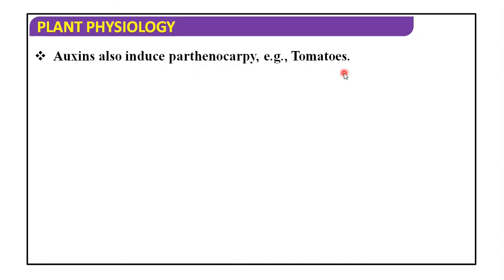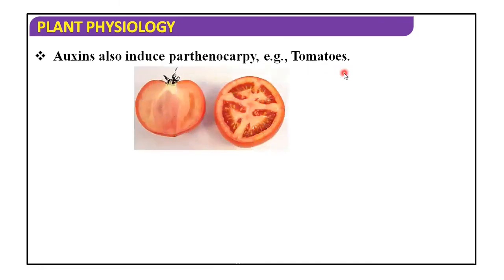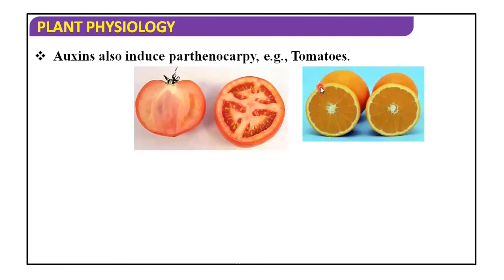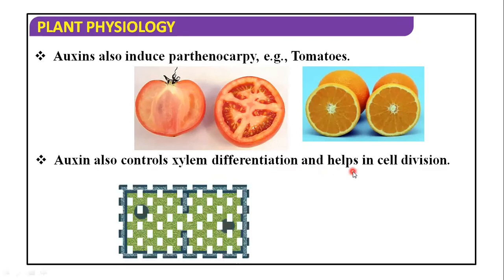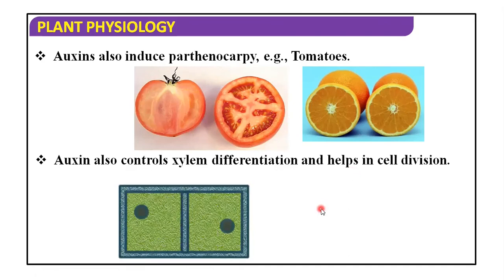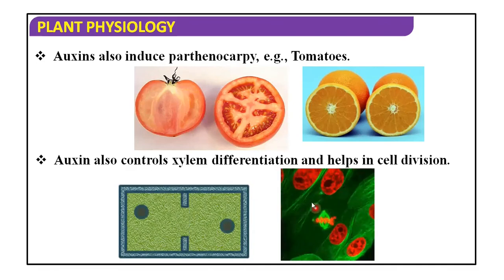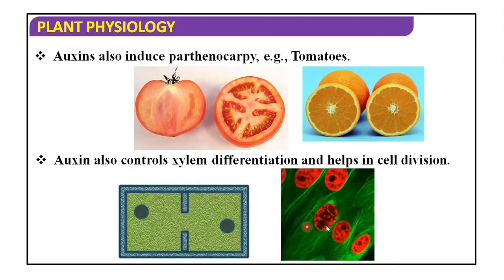Auxin also induces parthenocarpy, for example, tomatoes. It means it can form seedless fruit like tomatoes and bananas. Auxin also controls xylem differentiation and helps in cell division.